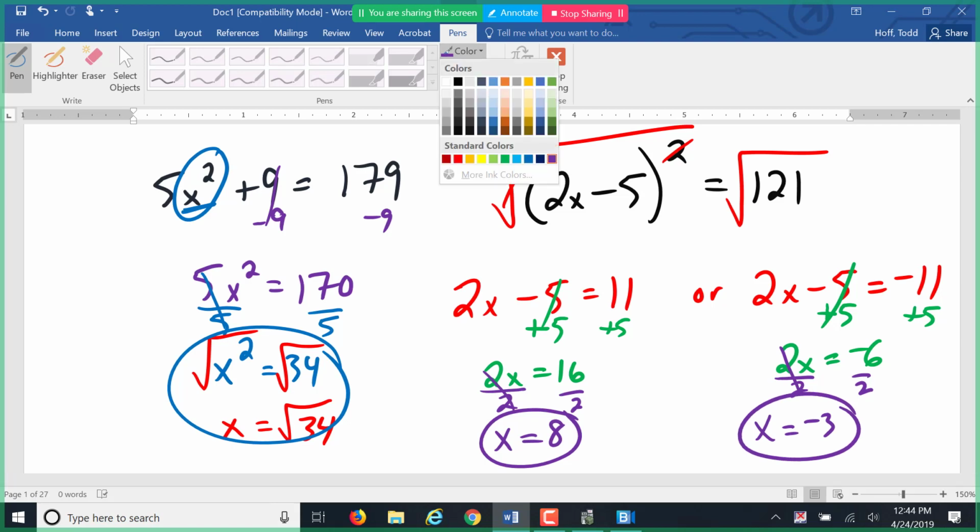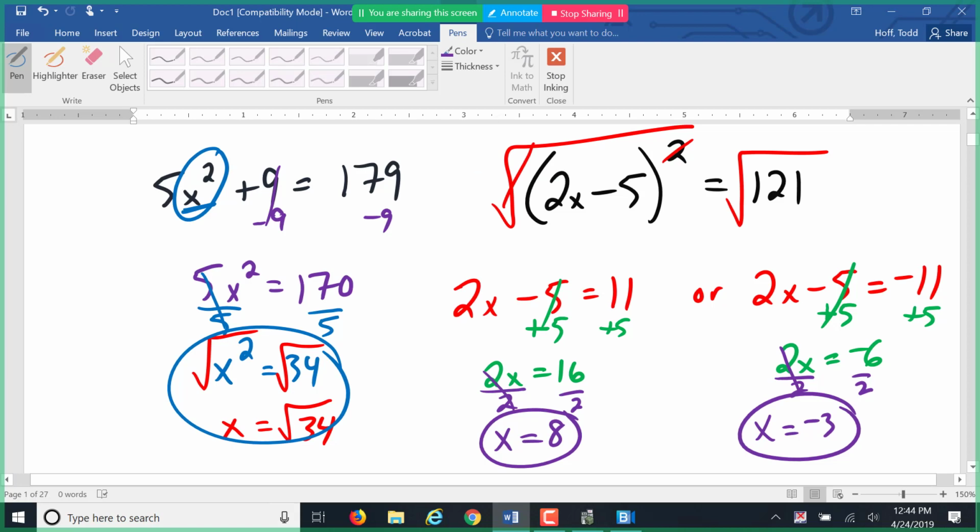Now, anytime we have a square root or anything like that, as we saw before, that introduces a second answer, we should always double check to make sure both answers work. So we go back to this original equation. 2x minus 5 squared, does that equal 121? Well, if I put 8 in there, 2 times 8 is 16, minus 5 is 11. 11 squared is 121. So the 8 is good.